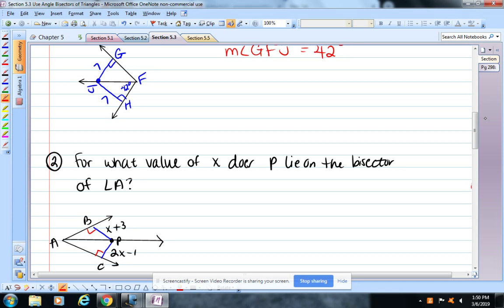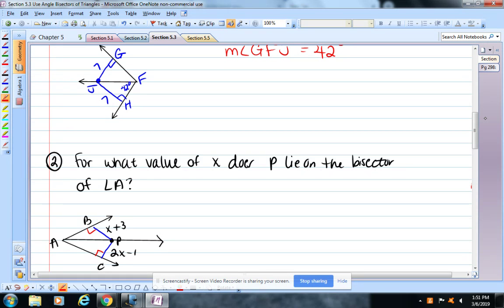It says, for what value of x does P lie on the bisector of angle A? What value of x would make P be on the bisector of angle A? So if P is on the bisector of this angle, then that means these two things would be what? Congruent to each other or equal measures, right? So how do you think I would set it up to find x? Set them equal to each other.